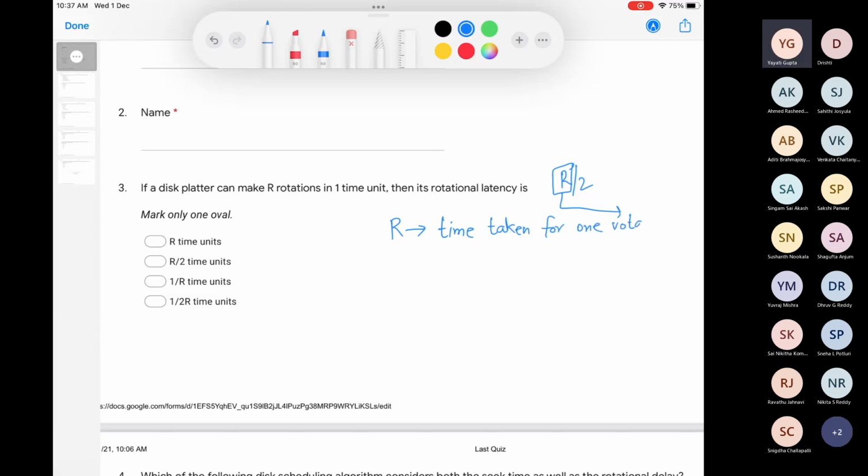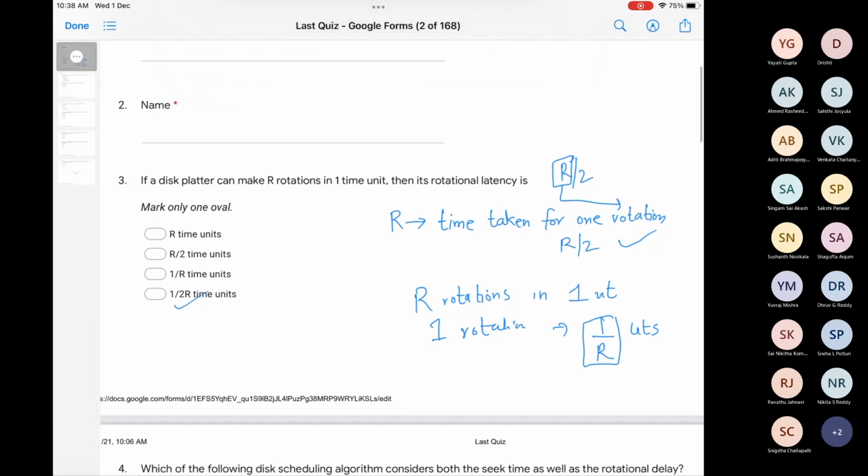So in case R was the time taken for one rotation, then your rotational latency would be R by 2. In that case, it was correct. But if you look at the question here, it says that your platter can make R rotations in 1 unit. Right? So you actually have to compute it. How much time does it take for it to make one rotation? So it makes one rotation in 1 by R time units, right? And hence what is the rotational latency? It is 1 by R divided by 2, which is 1 by 2R. Okay.